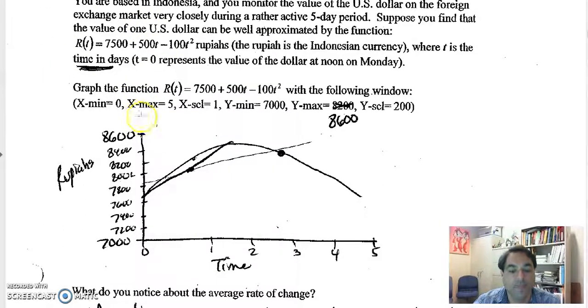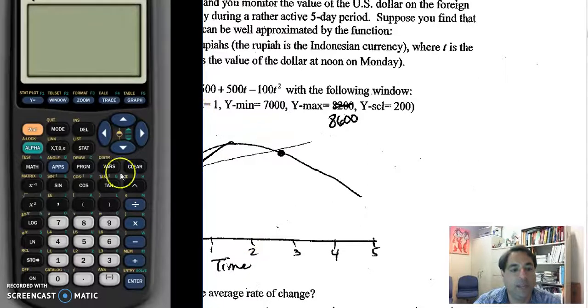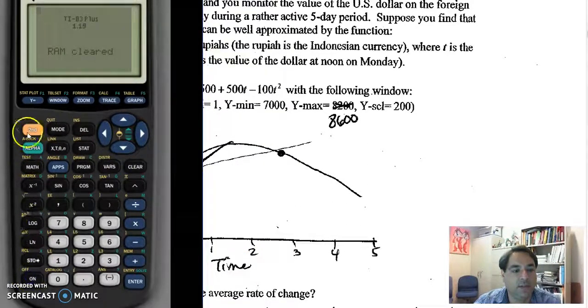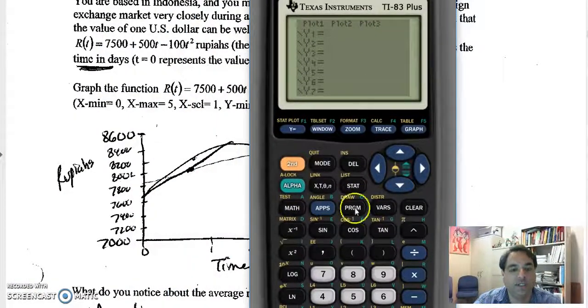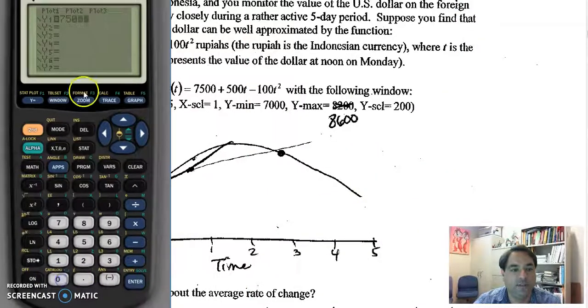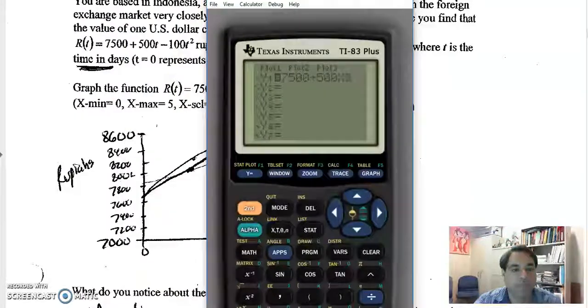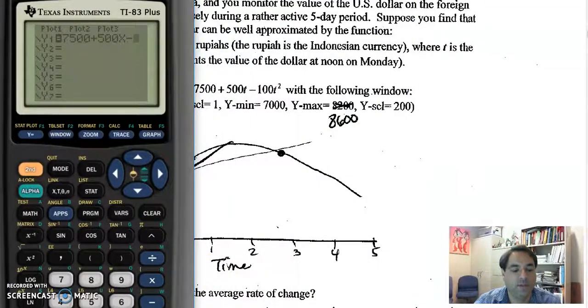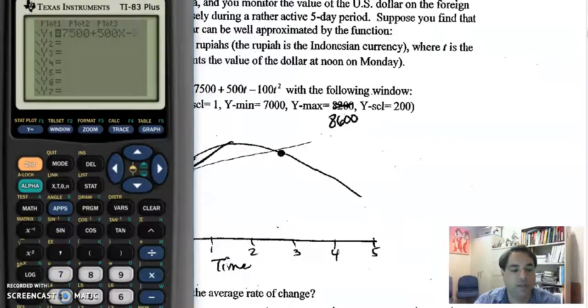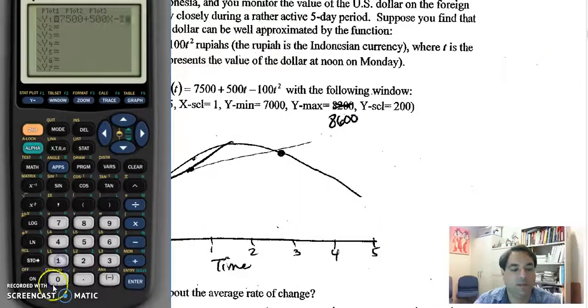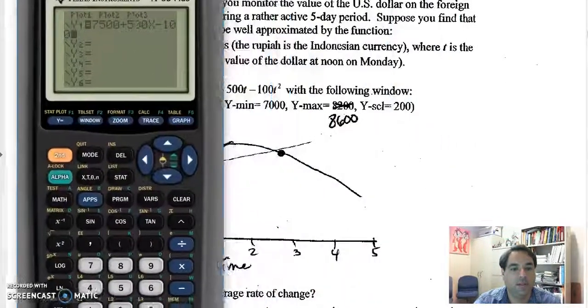We're going to graph this quadratic function, so I'm going to go to my calculator. I'm going to turn it on, go to y equals, make sure nothing else is in there, and our function is 7,500 plus 500x minus 100x squared.